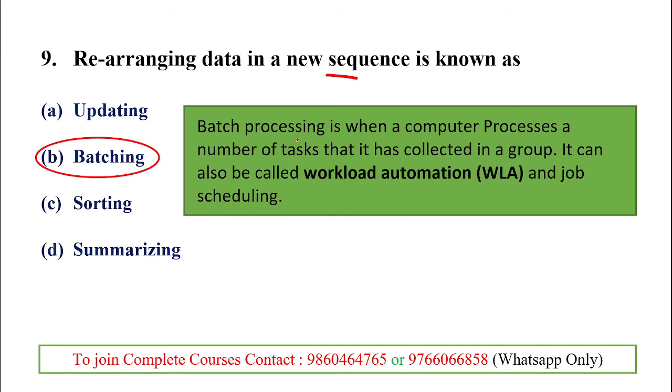The batching process in detail is a computer process that adds a number of tasks and collects them in a group. So it can also be called workload automation and job scheduling. That's not so important. You must know the new sequence: rearranging data in a new sequence is batching.